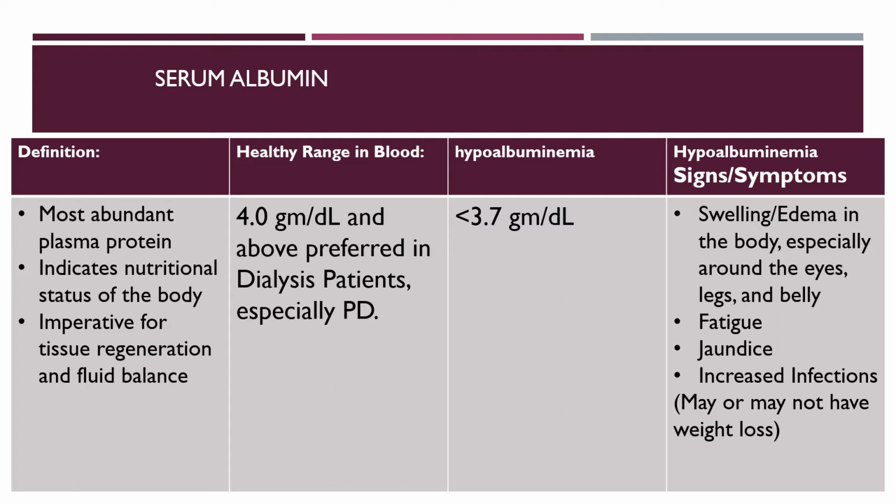Hypoalbuminemia, as stated by Fresenius Kidney Care, is anything less than 3.7. Under 3.0, your patient's risk of death increases dramatically. Peritoneal dialysis patients whose serum albumin is less than 3.0 are at 3 times the risk of cardiovascular death and infection-related mortality. When your patient's albumin levels are low, you may notice an increase in swelling and edema in the body, especially around the eyes, hands, feet, legs, and even belly.